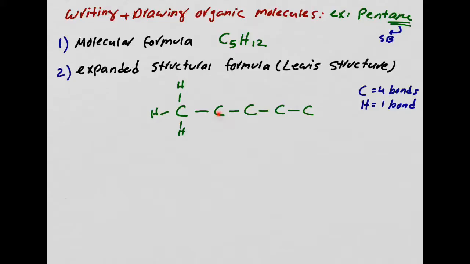Okay, this carbon over here, it has 2 bonds. How many more does it need? 2 more, because carbon needs 4 bonds. So I'm going to go 1, 2. This carbon over here, it has 2 bonds. How many more does it need? 4 total. It needs 2 more. I'm going to do 1, 2. The same here, it has 2 bonds. It needs 2 more. How about this one over here? It has 1. So how many more does it need? It needs 3 more to be 4.